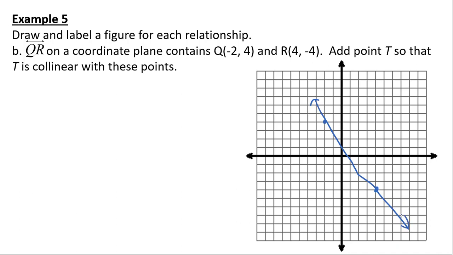Ideally, I'd want you to use a straight edge on that. I don't have a straight edge here. It's hard for me when I am drawing this to draw with a straight edge. And I'll have rulers for you in the classroom. So that's my line. I labeled my points. Add point T so that T is collinear with these points. So any point that's on my line.